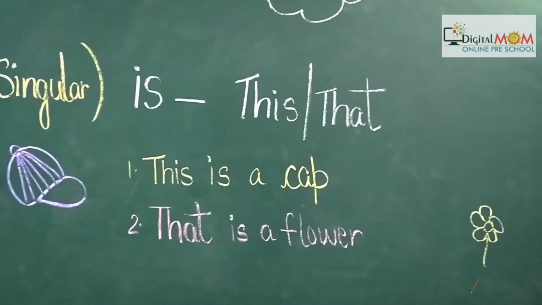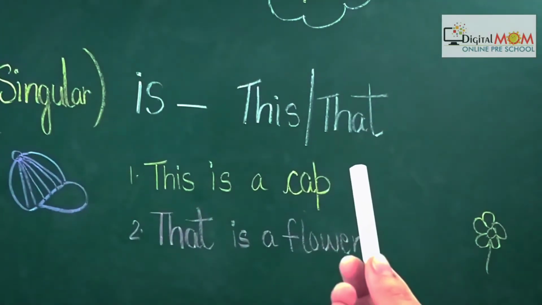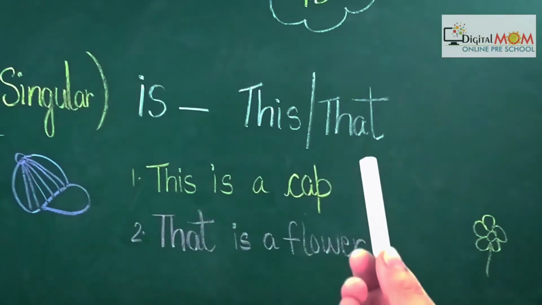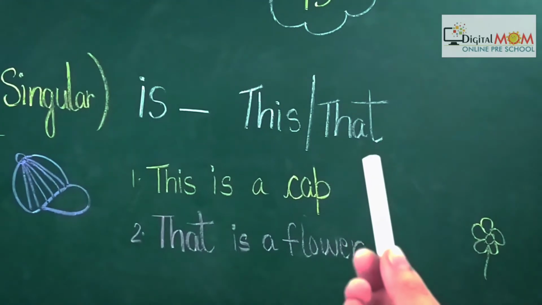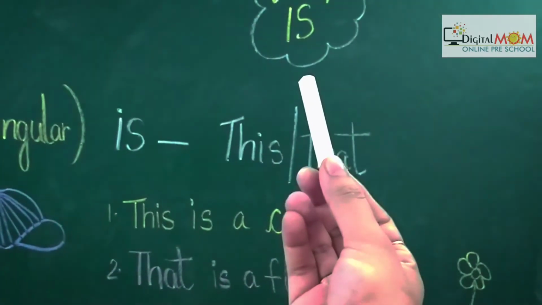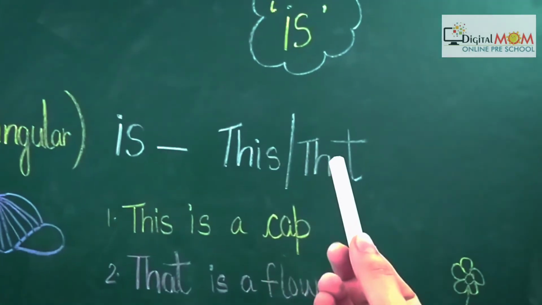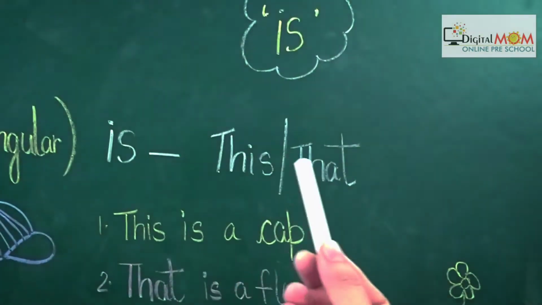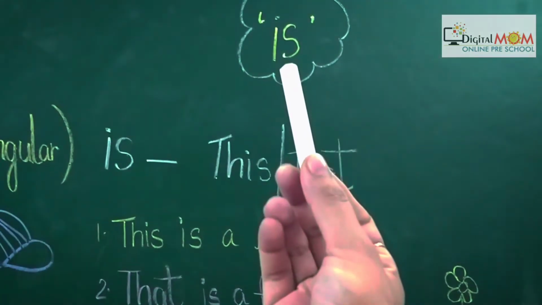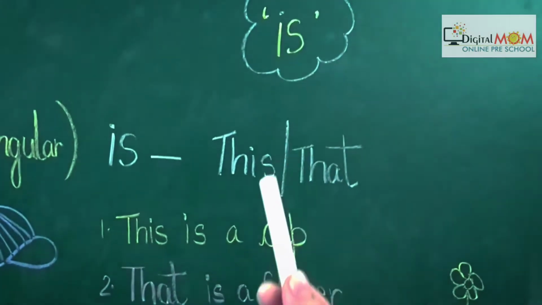Now, this and that we use for singular. And when we frame the sentence, we use is with this and that. जब भी हम कोई सेंटेंस बनाएंगे this और that से, we will use is.